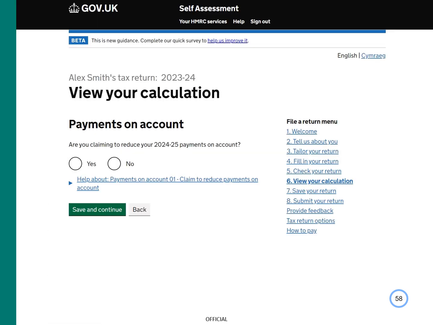If payments on account are due for 2024 to 2025, we then ask if you want to claim to reduce them. You may want to consider this if you know that the amount of tax that will be due for 2024 to 2025 will be lower. However, check the Help About guidance carefully. If you reduce payments on account, HMRC will charge interest if you've paid less than you needed. Let's look at an example.